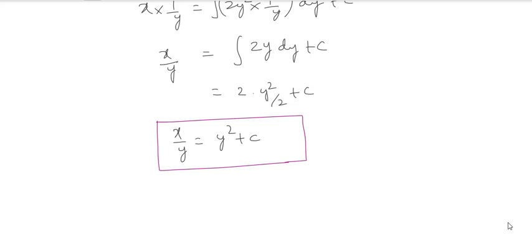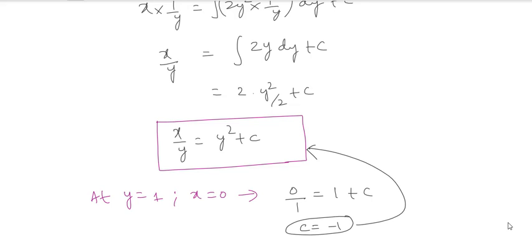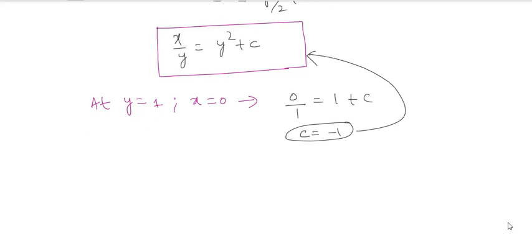So now my condition is nothing but what? What's the condition they had given? At y is equivalent to 1, the value of x is 0. So substitute this one. X is 0, y is 1, which is equivalent to y is 1 plus c. From this, the value of c is minus 1. So just substitute that c value minus 1 in this. So we have x by y, which is equivalent to y square minus 1. So just multiply this one. X is equivalent to y cube minus y. This is the solution for the corresponding differential equation.